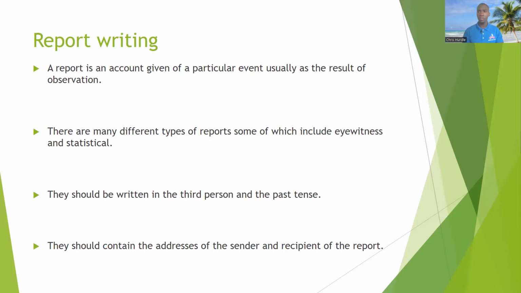So there are many different types of reports, some of which include eyewitness and statistical, right? So of course, eyewitness would be just like the example that I gave with the car accident, having to report what you saw. But the thing about it is that you're not going to report this from the first person point of view. Reports are written in the third person and the past tense, because of course you're talking about something that happened, right? So yeah, they have to be written in the third person and the past tense.